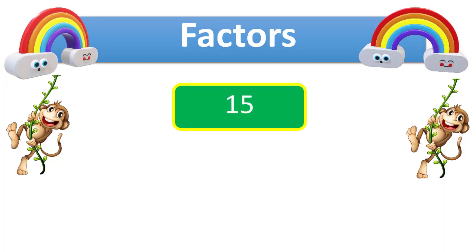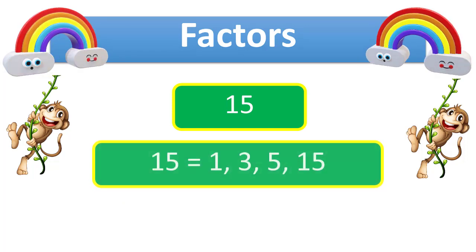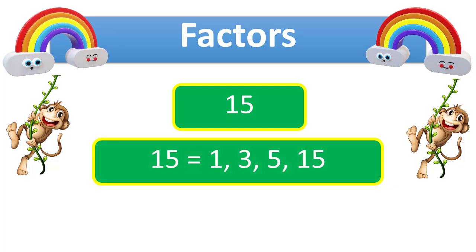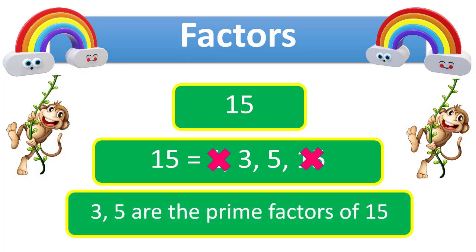Look at number 15. The factors of 15 are 1, 3, 5, and 15. Is 1 a prime factor? No, 1 is not a prime factor. And 3 is a prime factor. 5 is a prime factor. And 15 is not a prime factor. So, 3 and 5 are the prime factors of 15.